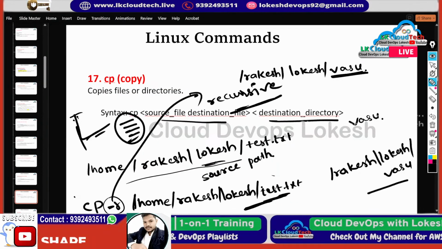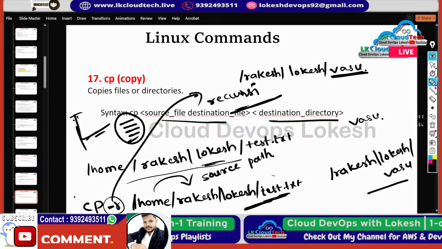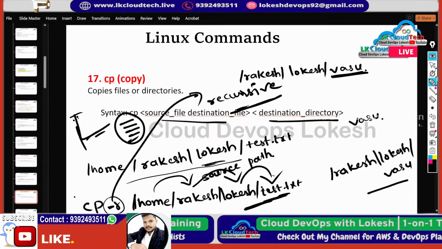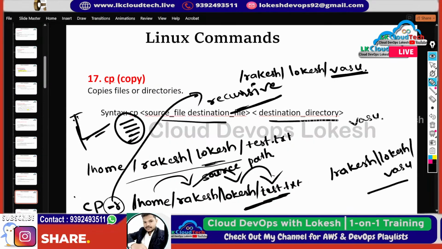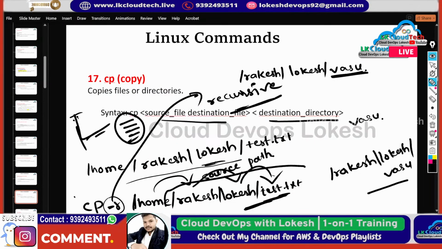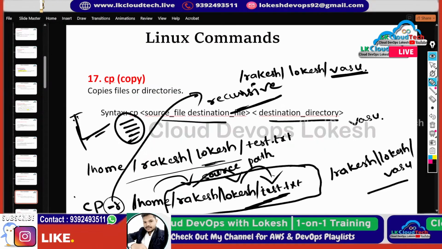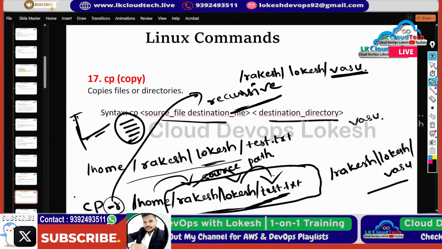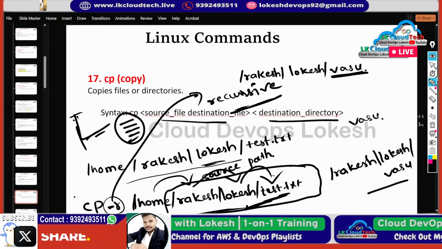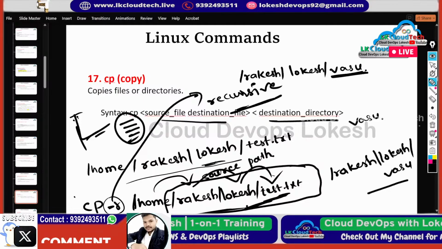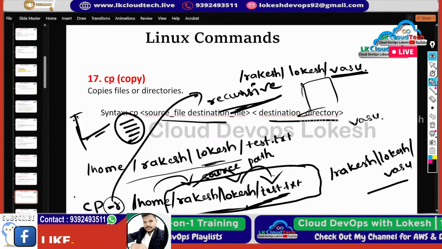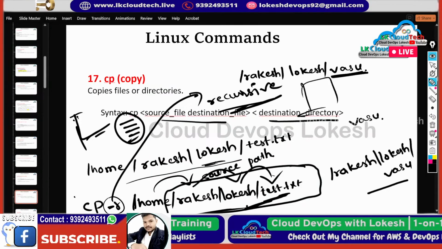Whenever there are folders inside folders, three or more folders, above one folder, so you are copying the entire path. You are copying an entire folder inside a folder. So you need to mention hyphen r after cp. R means recursive, all together at once. Clear?